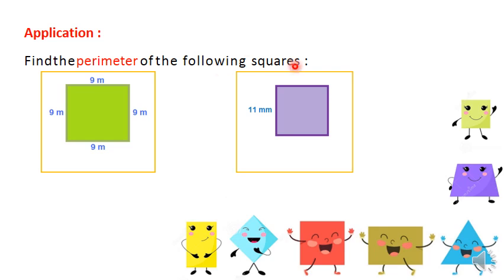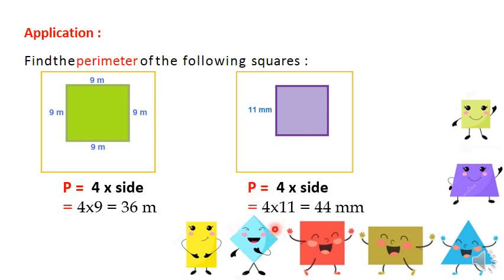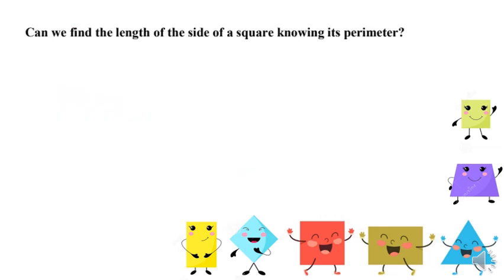Find the perimeter of the following squares. Squares mean they have 4 equal sides. To find the perimeter of the green square, we multiply the side by 4. So 4 times 9 gives me 36 meters. The purple one, so 11 millimeters. This one is also 11, this one is also 11, and this one is also 11 millimeters. So to find the perimeter, it's 4 times side, to give me 4 times 11, which is 44 millimeters.